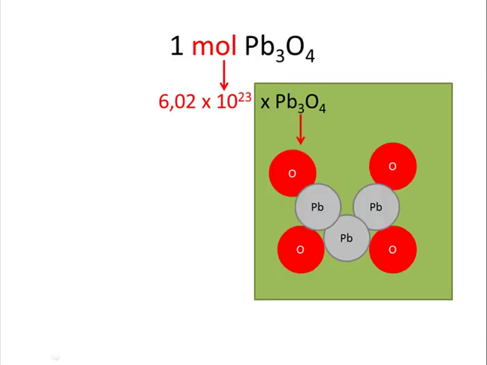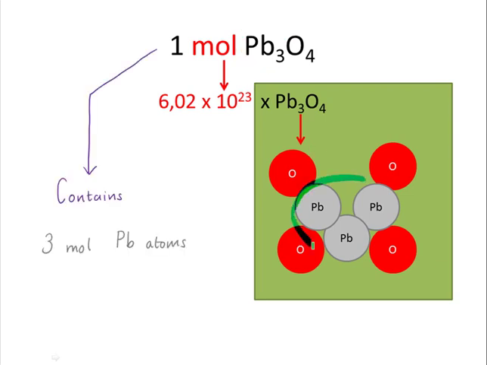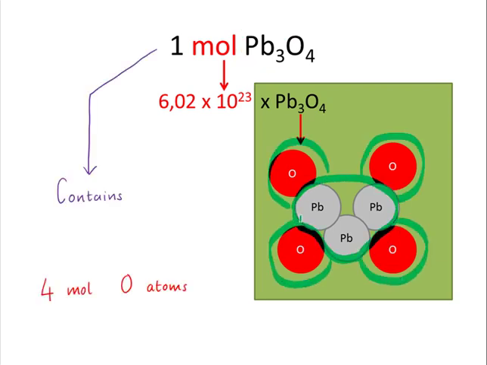1 mole of lead oxide, Pb3O4 molecules, contains 3 moles of lead atoms and 4 moles of oxygen atoms.